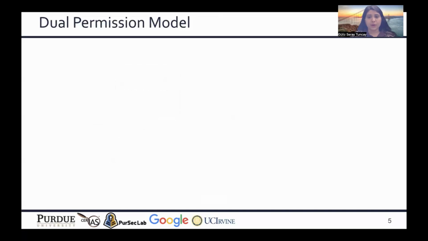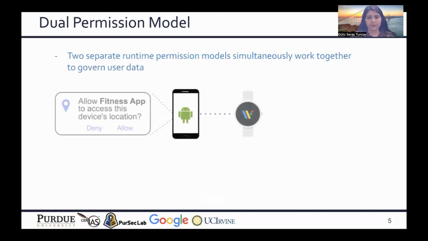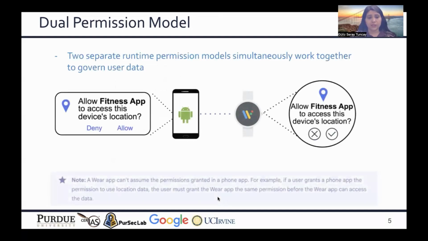When we pair a smartphone and a watch, we end up having two devices that have their own permission models simultaneously governing user data. If we look at the note here from Android developer guides, it says a Wear app can't assume the permissions granted in a phone app. If a user grants a phone app the permission to use location, the user must grant the Wear app the same permission. So this note indicates that the two permission models here should be considered exclusive. The watch or the phone app cannot assume that they can obtain data from the other, and they have to request the permission on their own separately.